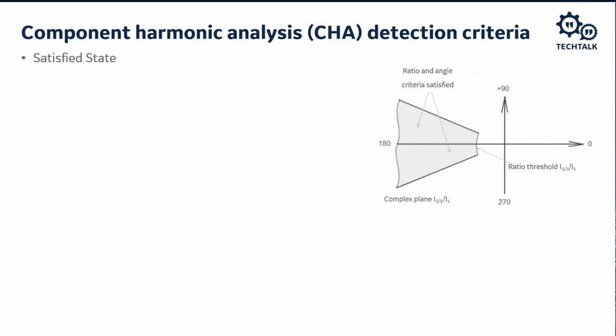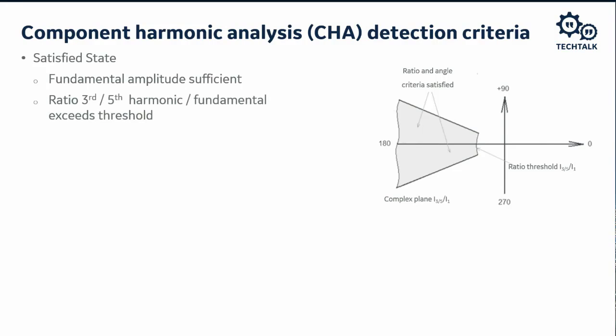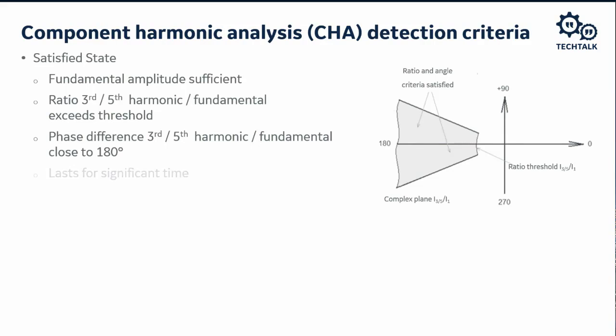The criteria determining HIF nonlinearities are the following. The fundamental amplitude is greater than a set threshold. The amplitude ratio between the third-fifth harmonics and the fundamental is greater than a set threshold and is greater than 90% of the fundamental. The phase difference between the third-fifth harmonics and the fundamental is within a certain range, and these effects last for a significant time.